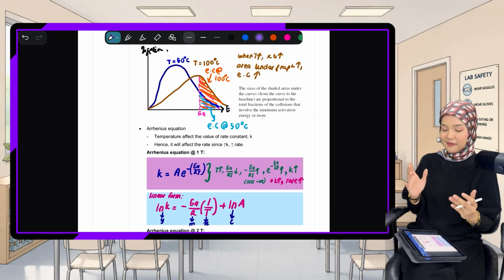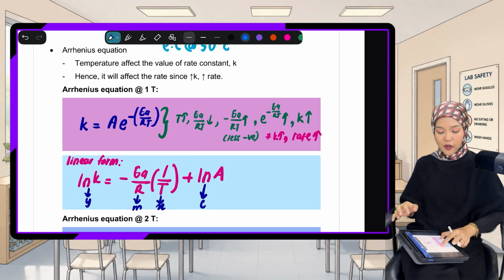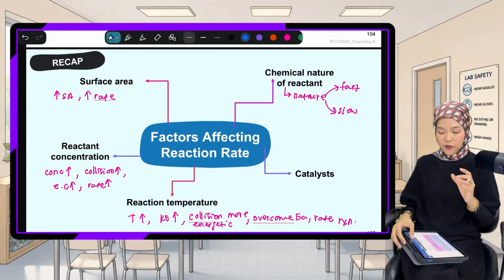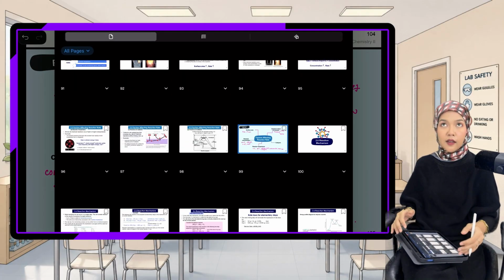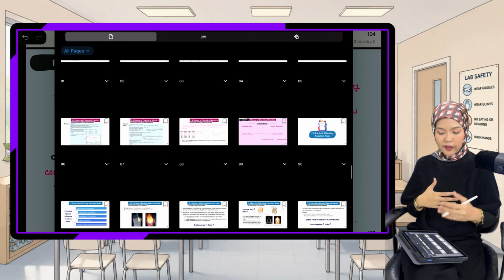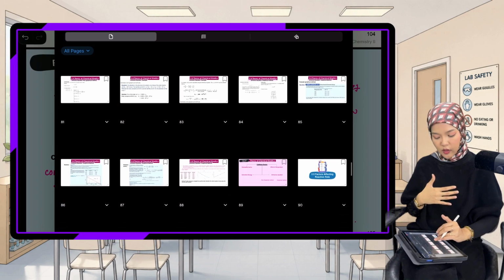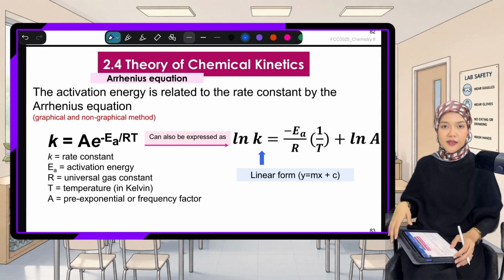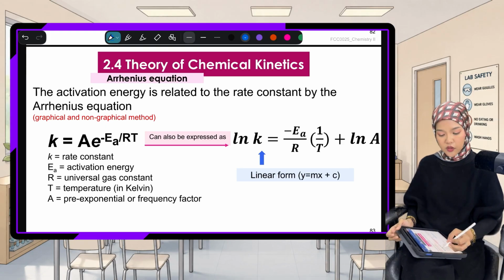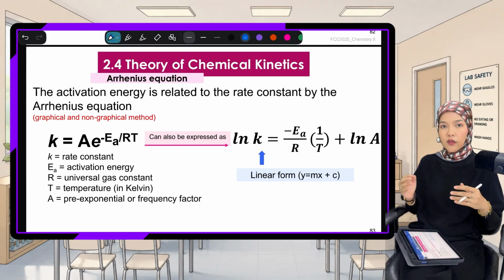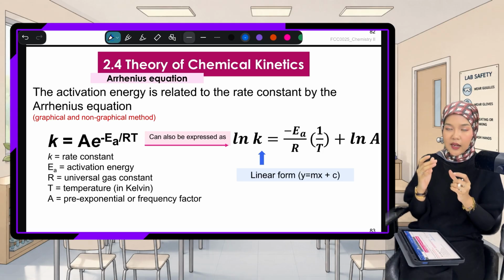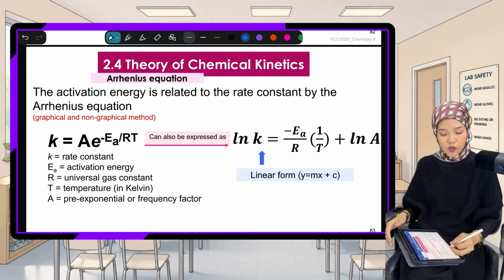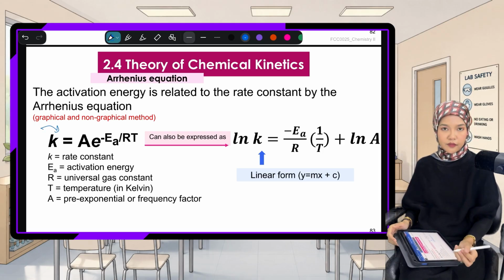Actually, there is a way for us to calculate the effect of temperature. How do we calculate that? That is based on the Arrhenius equation. The Arrhenius equation is the equation that correlates the rate constant and temperature. So this is the equation.